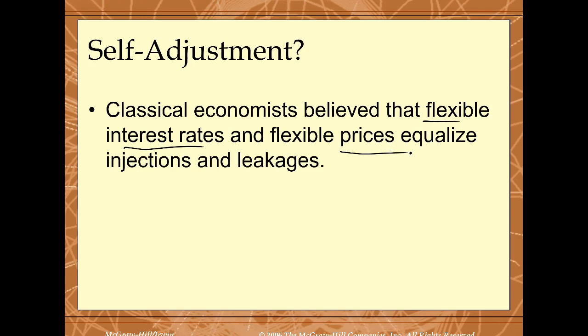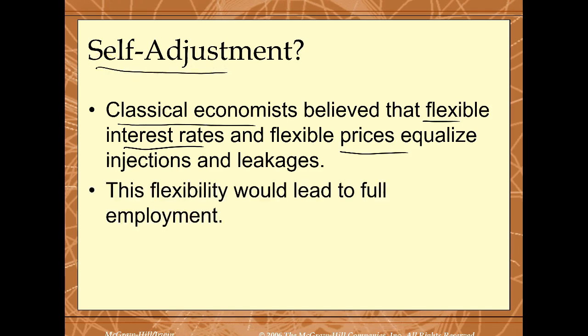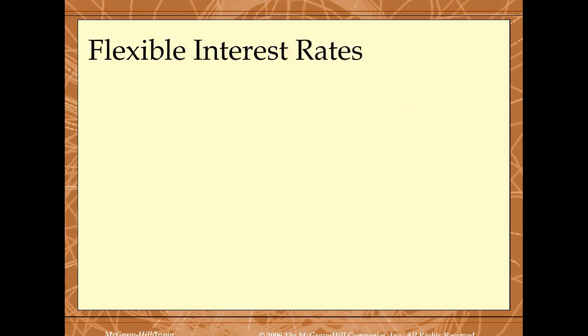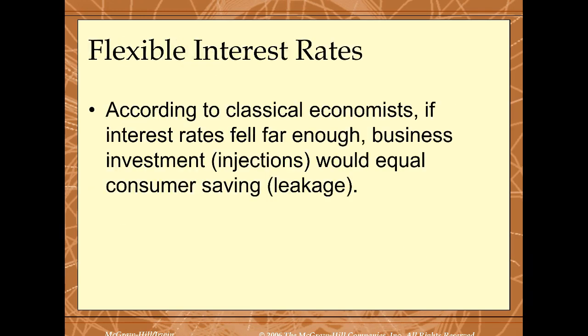In other words, if you're unemployed, all you've got to do is lower your asking wage rate to get somebody to hire you. If you've got unsold goods and services in your store, all you've got to do is lower your price to get somebody to buy it. That was the assumption classical economists made to say that the economy self-adjusts. And this would lead to full employment. Again, according to classical economists, if interest rates fell far enough, businesses would invest, and if wages fell far enough, employers would hire.